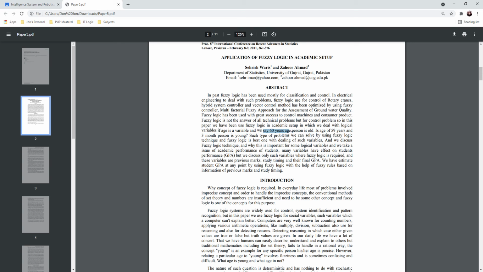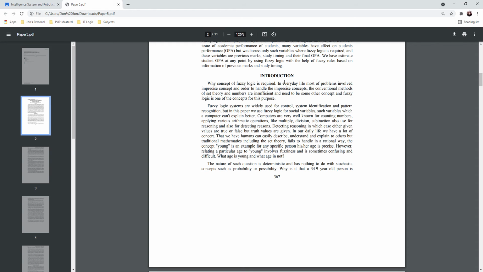If age is a variable and we say 60 years of age is old, is 59 years and 3 months young? Such types of problems we can solve by fuzzy logic, which is the best for dealing with such variables. So does it mean that a 59 years and 3 months person is young? Or should I say if 60 years and 1 day, very old? That is the vagueness that I mentioned earlier in the PowerPoint presentation. Obviously, Boolean logic will not be able to solve those kinds of scenarios, so we apply fuzzy logic to get that vagueness out of the picture and provide definite output for whatever input they provide.